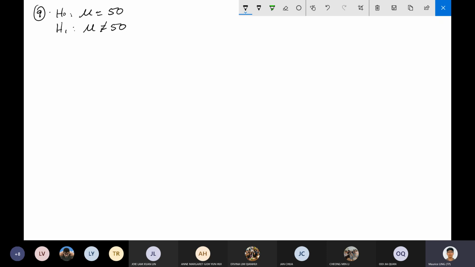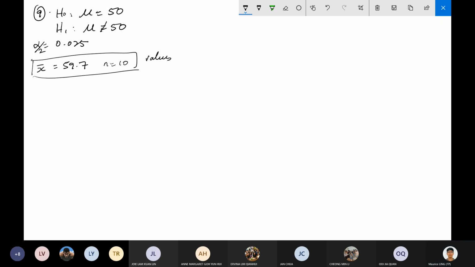Okay. Then alpha divided by 2 is 0.025. The tested mean that you have is 59.7. That's from the 10 numbers, n equals 10. Okay. So this is from the values that are given. They calculated.